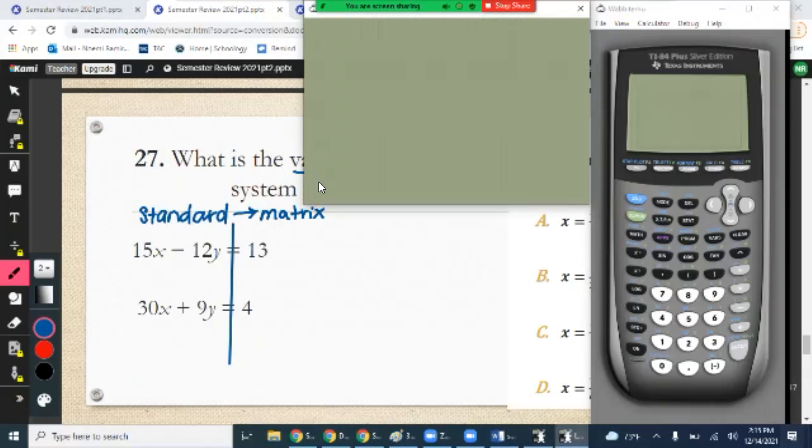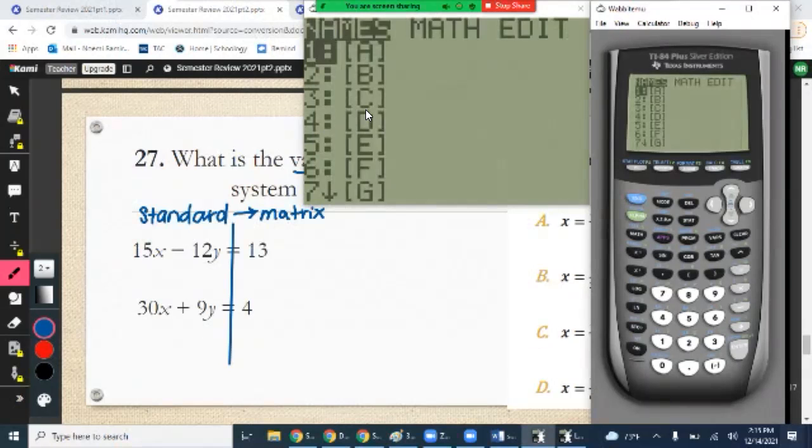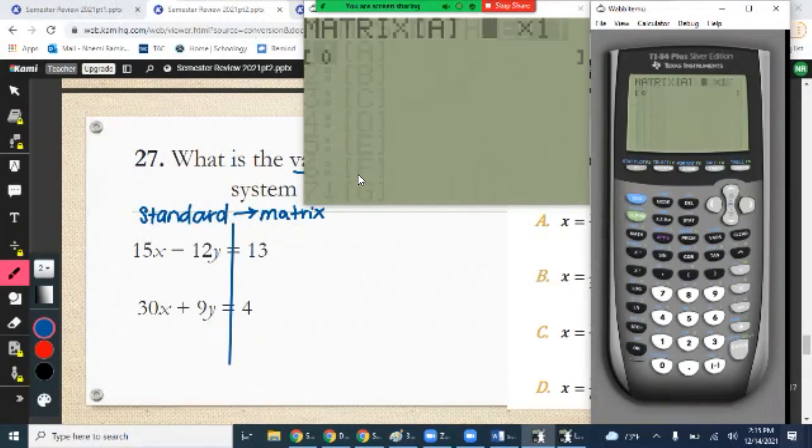Turn on my little LCD. Here it is. Matrix. Go to edit. Make sure it's in 2 times 3. Put your numbers. Don't forget that that's a negative 12. And I'm actually going to do all the calculator parts because I want to make sure that that's included in the video.